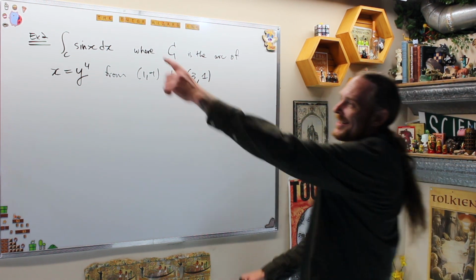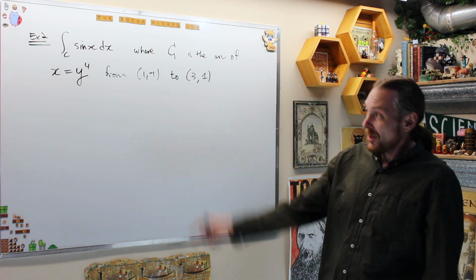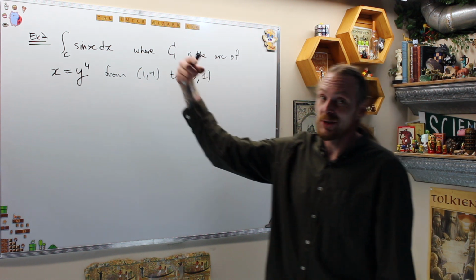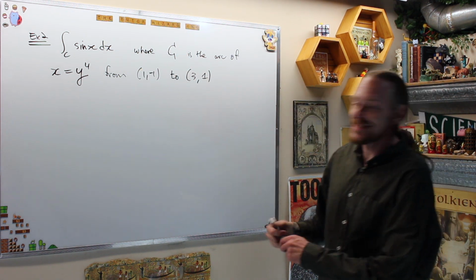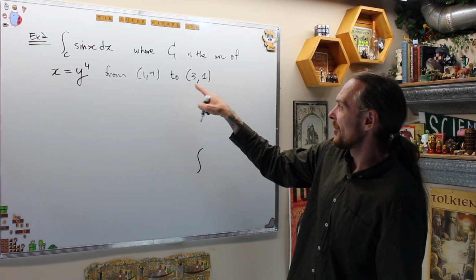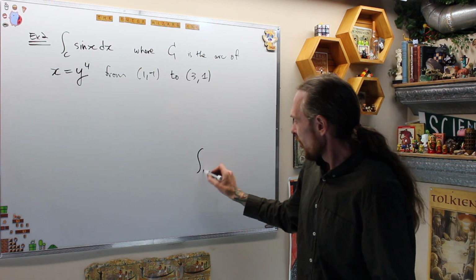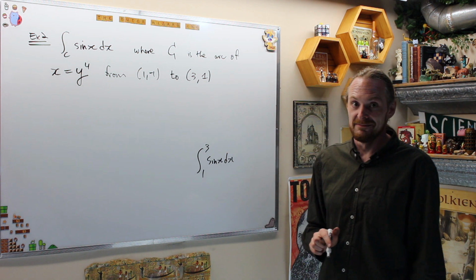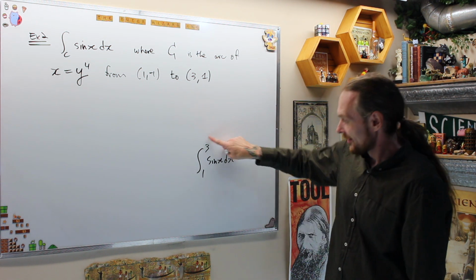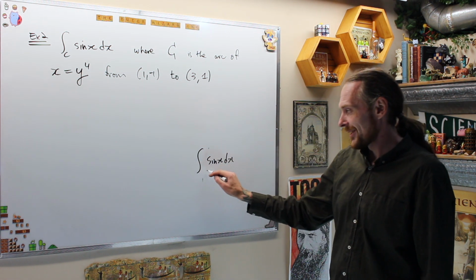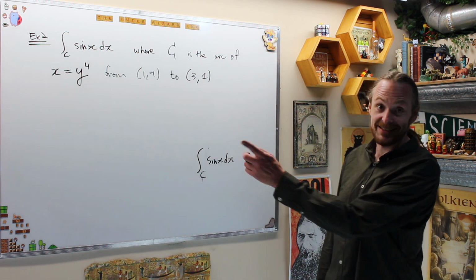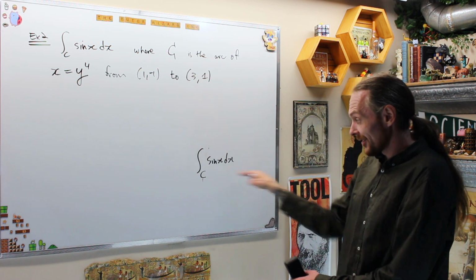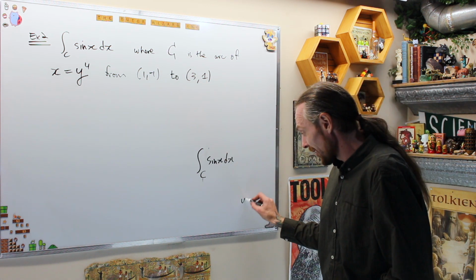Example 2: compute the line integral, not with the arc length differential. Now we're going to compute the line integral over this curve c of sine x with the differential dx. This is not the integral from 1 to 3 of sine x dx. That is the Riemann integral. We're now doing this guy. It's not the same guy. We're going to do it over this curve, not the x-axis, not the curve y equals 0.